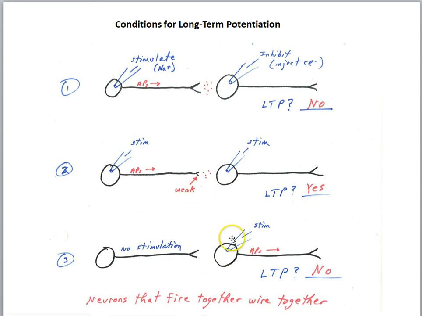Condition 3, if we simply stimulate the target cell by itself without stimulating the presynaptic terminal, you do not get LTP. In other words, this suggests that you need the presynaptic terminal to be actively taking part in firing the target cell for LTP to happen. In other words, if you take 1, 2, and 3 together, this is support for Donald Hebb's suggestion that neurons that fire together wire together.